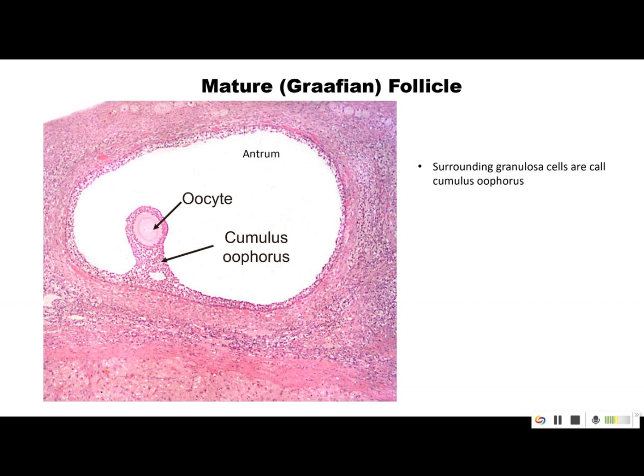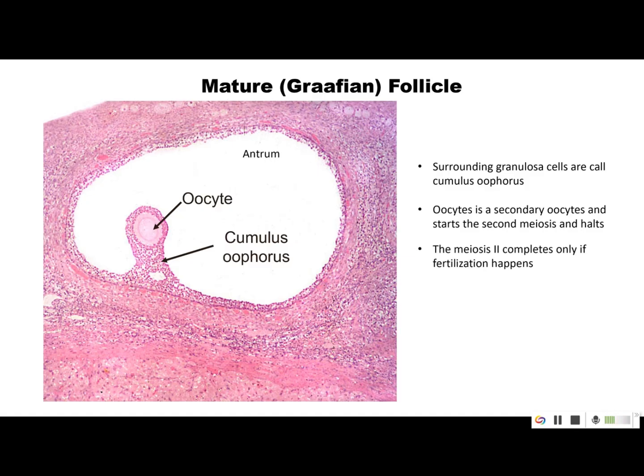Once released, the oocyte begins its secondary meiotic division and goes only as far as metaphase 2. The meiosis 2 division only carries on and completes if the ovum is fertilized by the sperm.